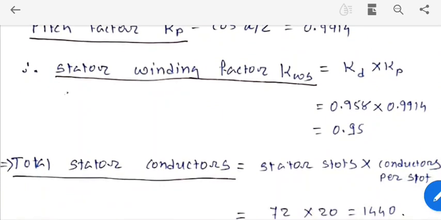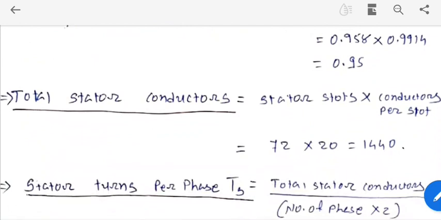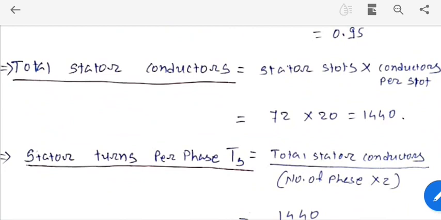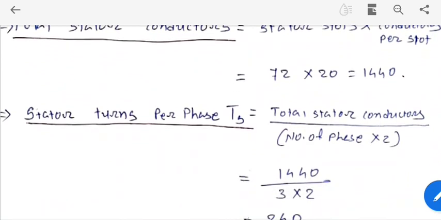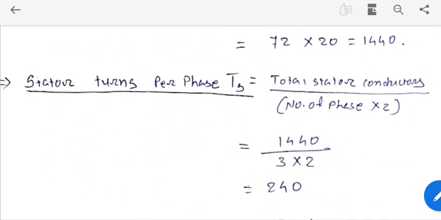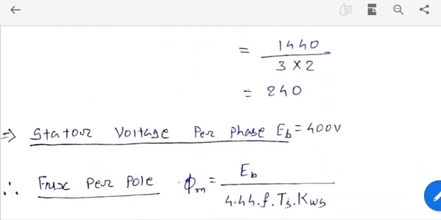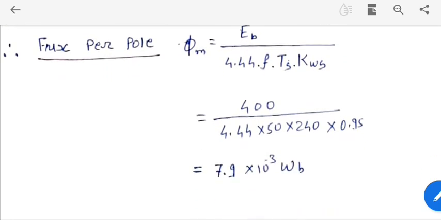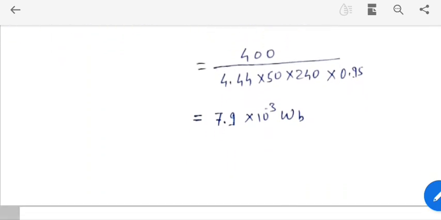Stator winding factor KWS, that is 0.95. Total stator conductors, that is 1440. Then stator turns per phase TS, that is 240. Then stator voltage per phase EB is given as 400 volt. Then for finding the flux per pole, phi M is equal to EB divided by 4.44 F TS KWS, which is the equation. When we put all the values in this equation, we get the answer 7.9 into 10 raised to minus 3 Weber.